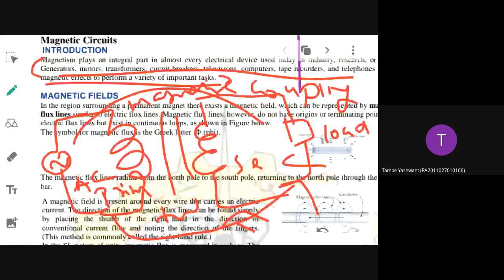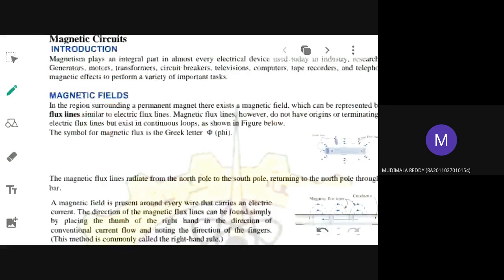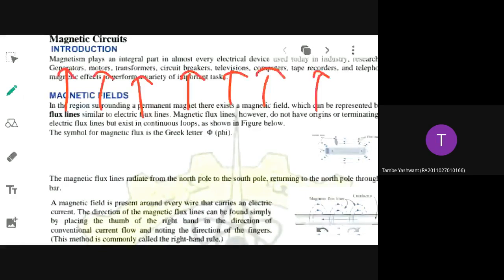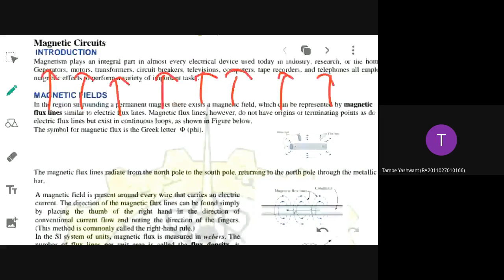Many other examples are also given. What are the other examples apart from the transformer? Generator, motor, circuit breaker, television, computer, tape recorder, telephone, mobile phones. All of them are at least partially magnetic.